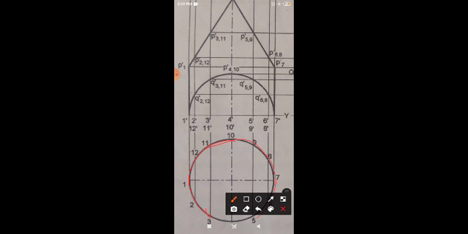Then divide this circle into 12 parts. How to divide this circle into 12 equal parts? This was also covered in first year, so let me tell you again. Take the distance equal to the radius in the compass. That means how much is it? It is 30 millimeter. You have to take 30 millimeter distance in the compass.